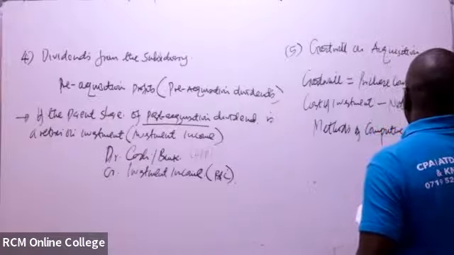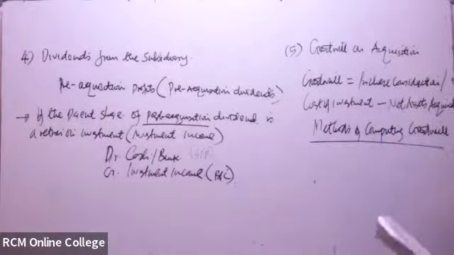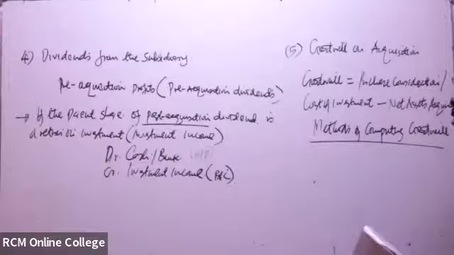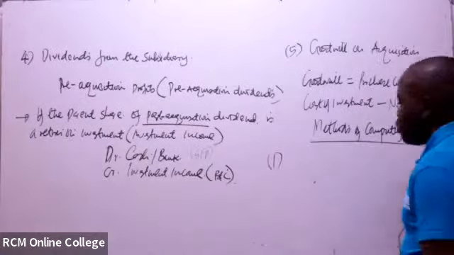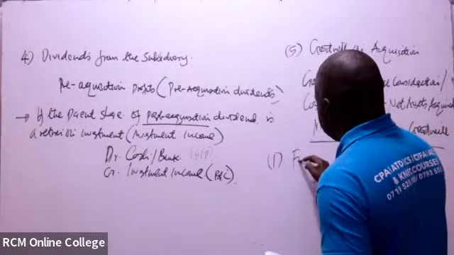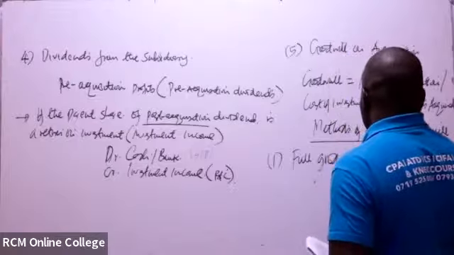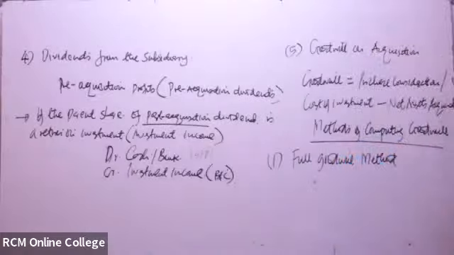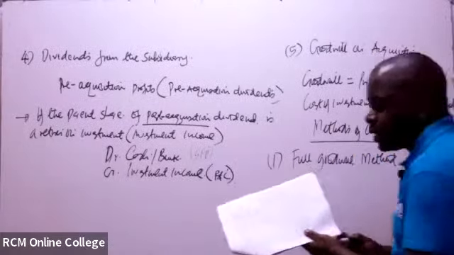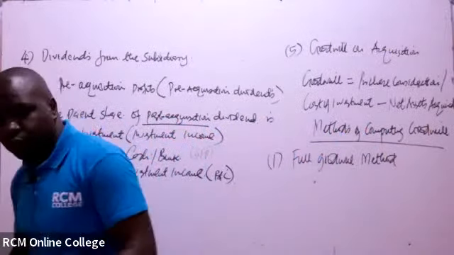Methods of computing goodwill. There are two major methods. The first one, you write number one, the full goodwill method.